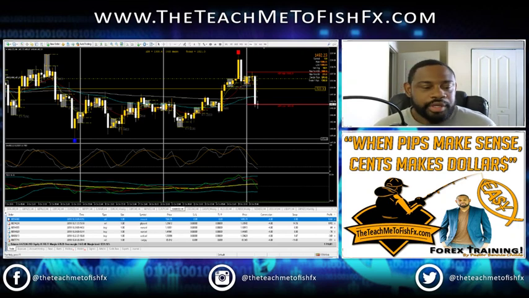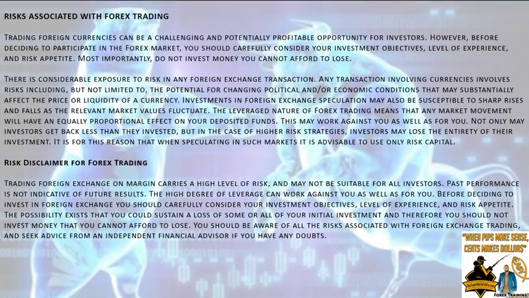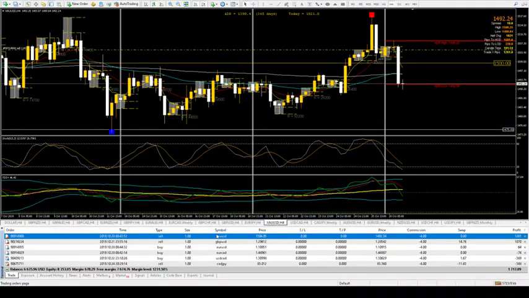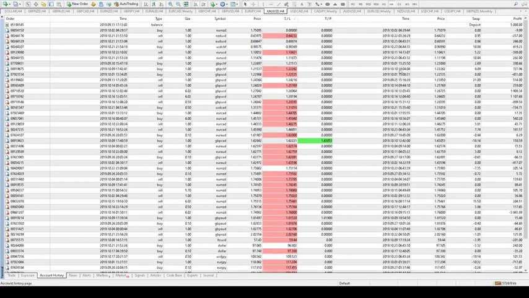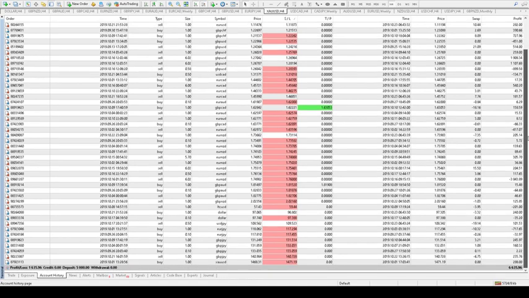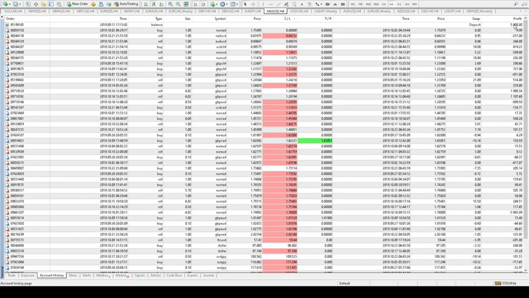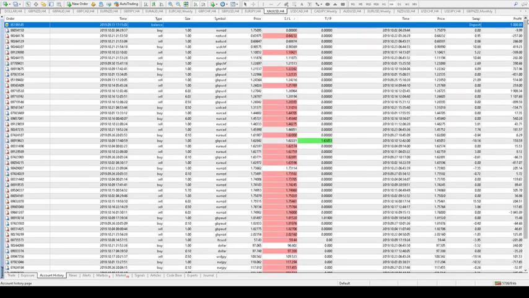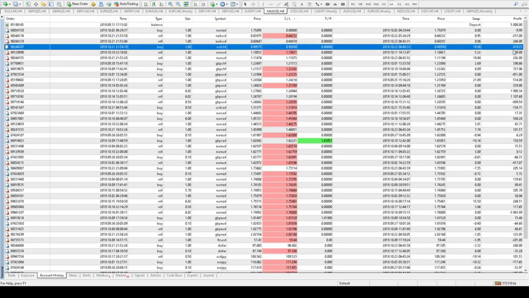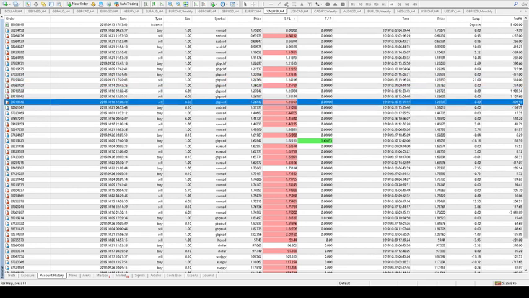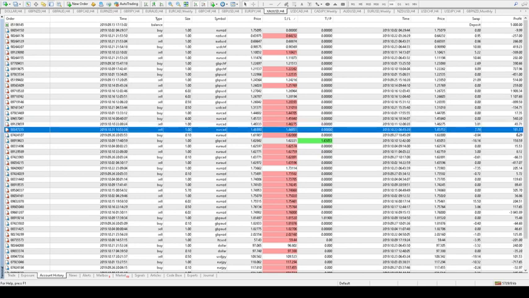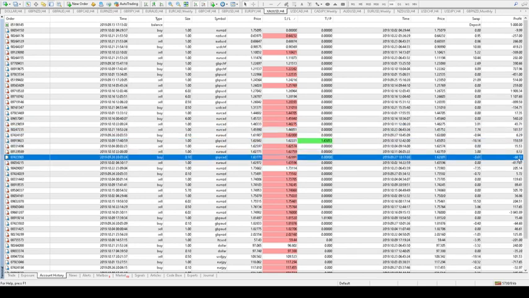All right, we're going to get out of here, guys. Again, there are risks involved in Forex, but trust me, this is what I need to do. I need to show you guys the account history. I do this from time to time. I'm not going to sit down and actually do the percentage right now, but you can see it was deposited here. Loss, win, loss, win, loss, win, loss, win, loss.